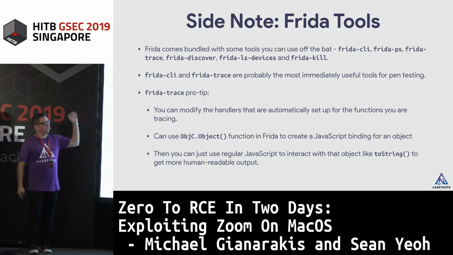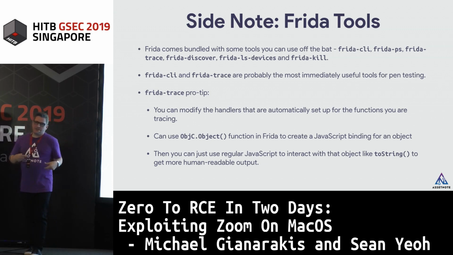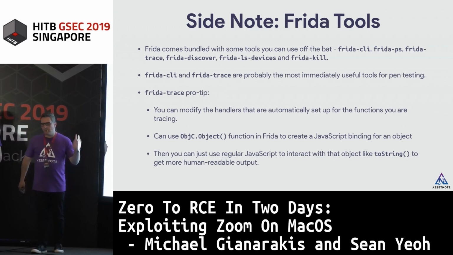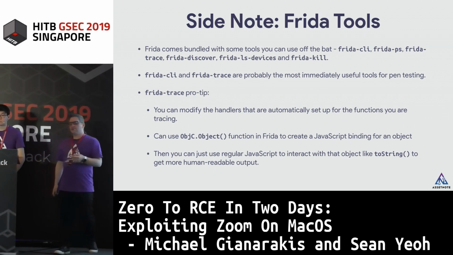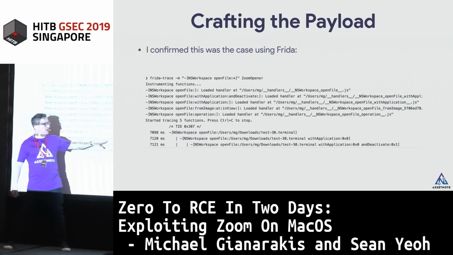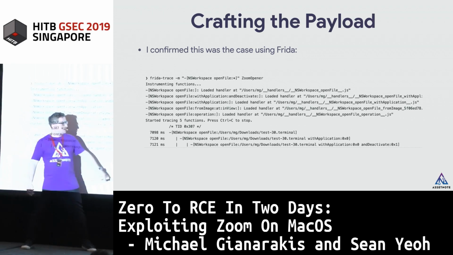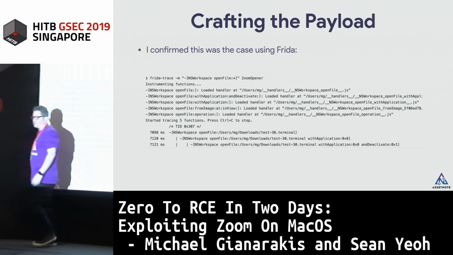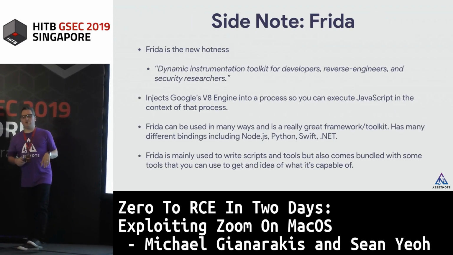It does have a bunch of stuff that they've already written, Frida CLI, Frida PS, all that kind of stuff. Frida CLI and Frida Trace are probably the most immediately useful tools when it comes to pen testing and bug hunting. But a little pro tip for Frida Trace: normally when you run Frida Trace, you won't get this nice string output here. You'll get memory addresses and hex values and all that kind of stuff. So it's not very human readable.